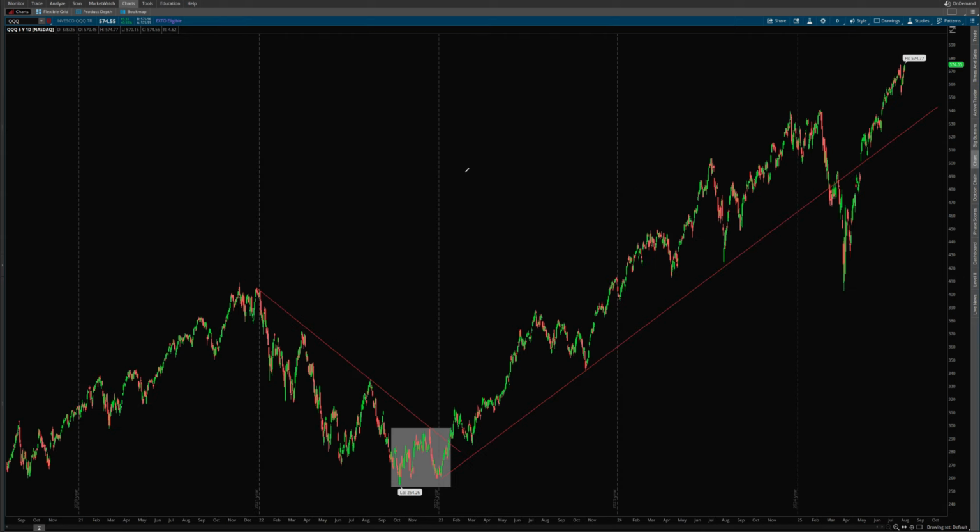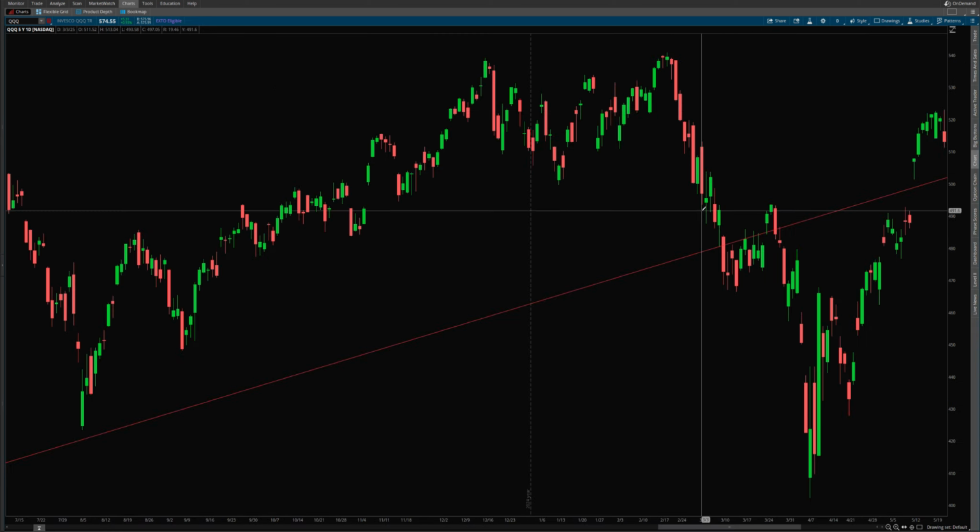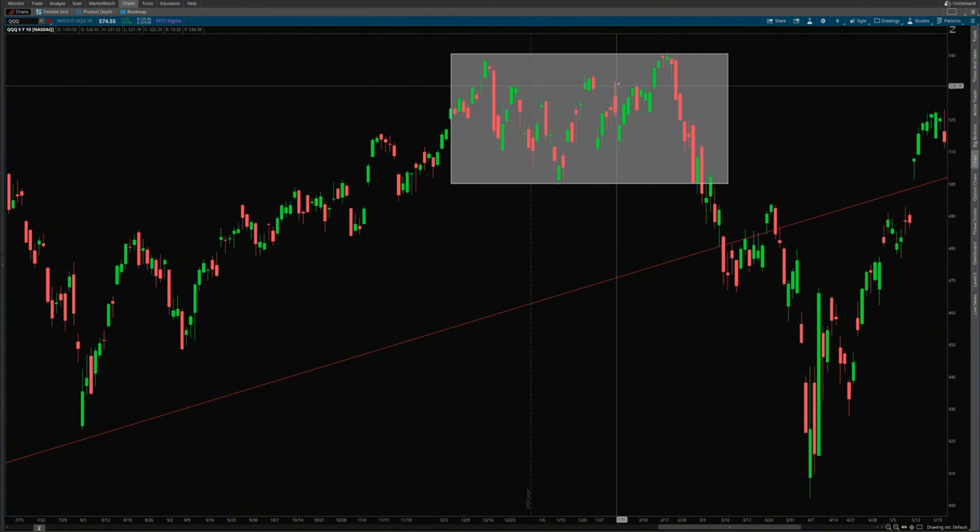We then have the markup phase. This is where the trend begins of higher highs, higher lows, higher highs, higher lows, okay? And the markup phase tends to be the longest phase of the cycle. Next, we have the distribution phase. This is similar to the accumulation phase, but after an uptrend, right? It's where you see a topping process taking place, slowing momentum, and price moving sideways for just a bit.